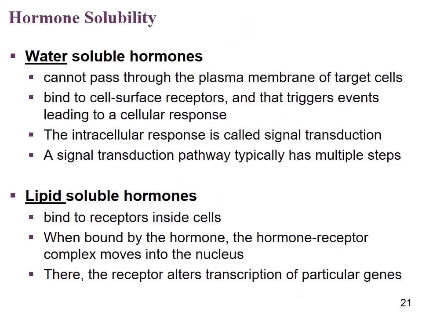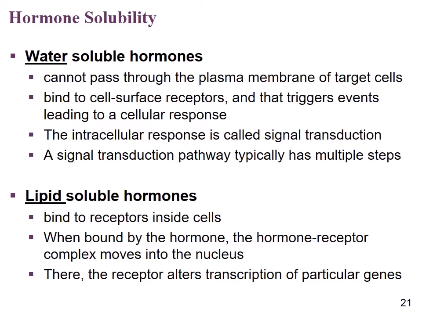So hormones can either be water soluble or lipid soluble. If a hormone is water soluble, it can't make it through the cell membrane because remember the cell membrane is a phospholipid bilayer largely. So instead of crossing the cell membrane, it binds to cell surface receptors, and that triggers events leading to the cellular response. Remember, in the cellular response we have the ligand, so the hormone binds to the receptor, and then we have signal transduction, and that signal transduction pathway often has multiple steps, but then we get a cellular response.